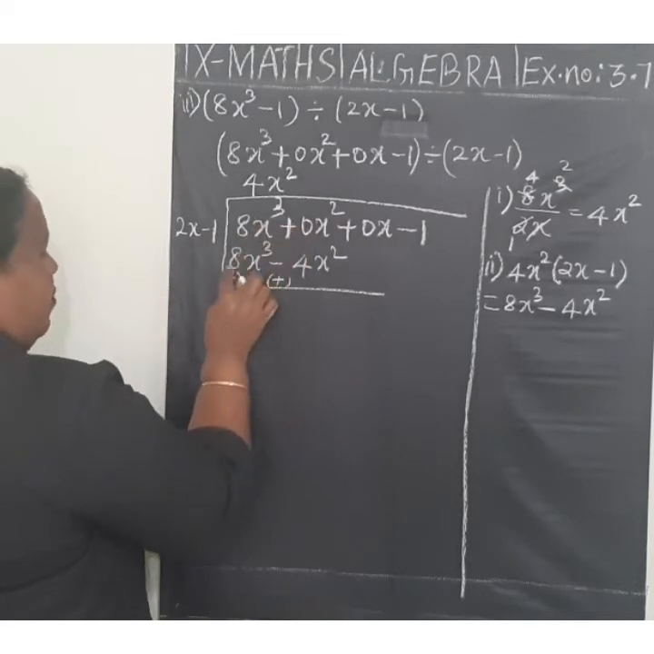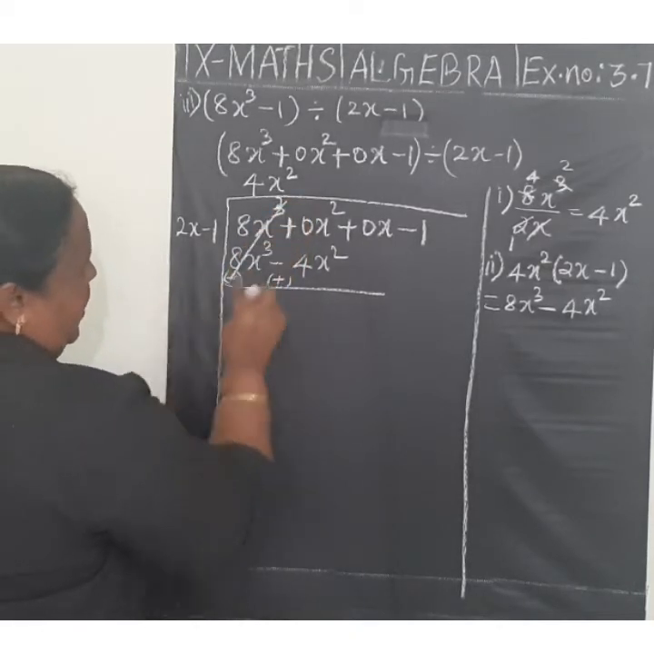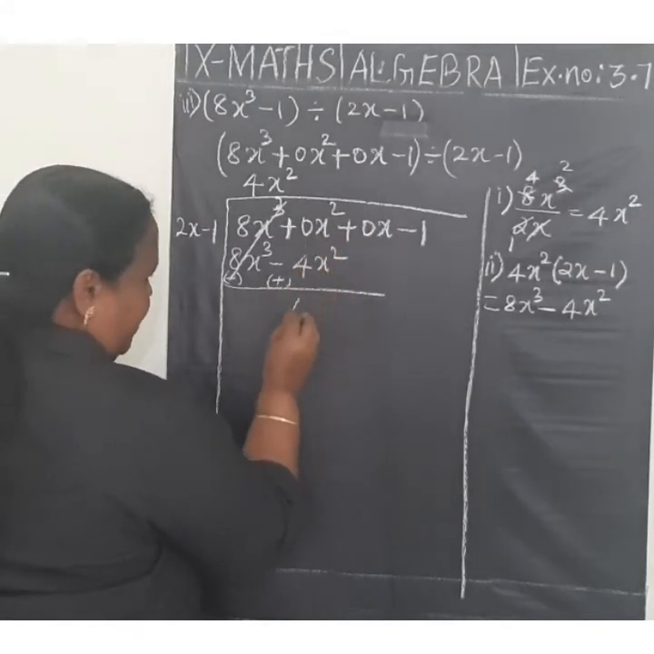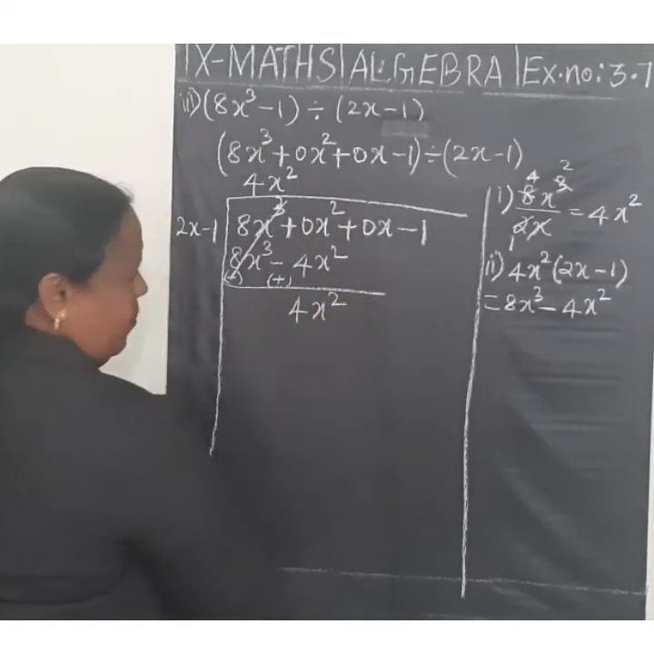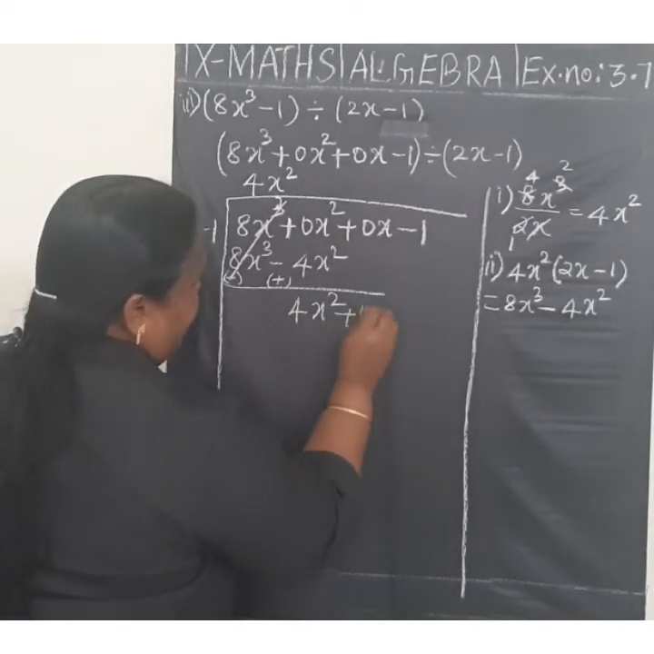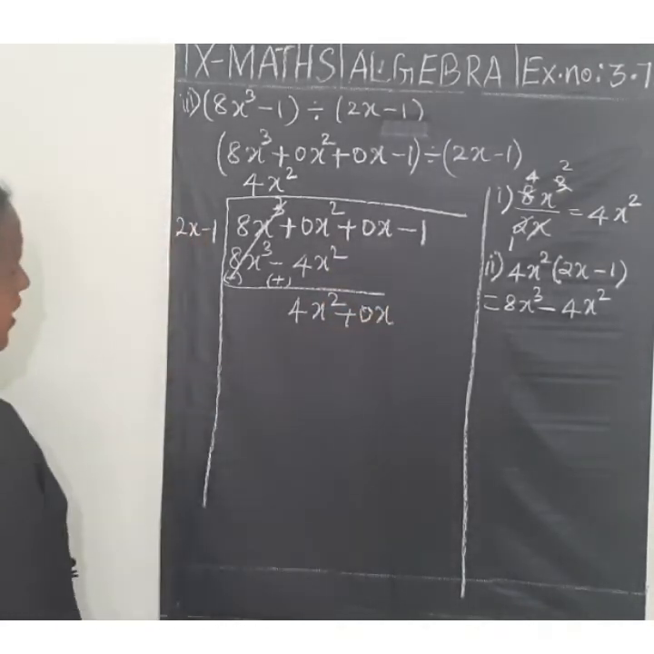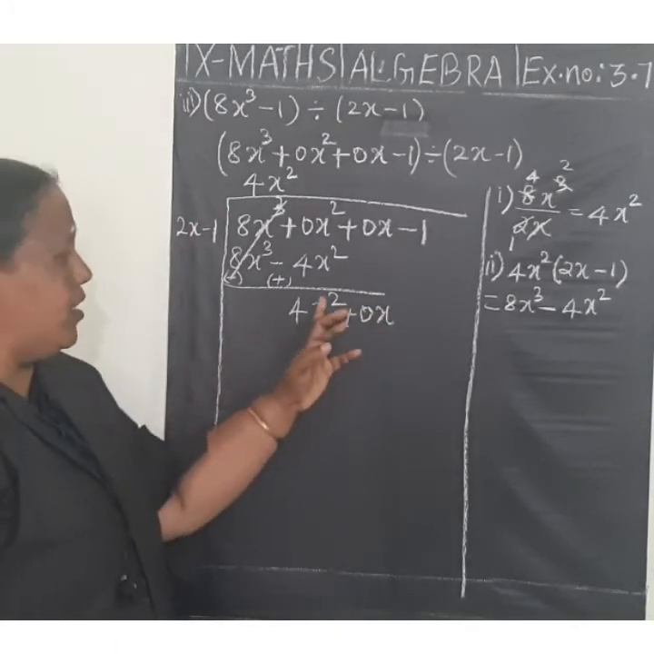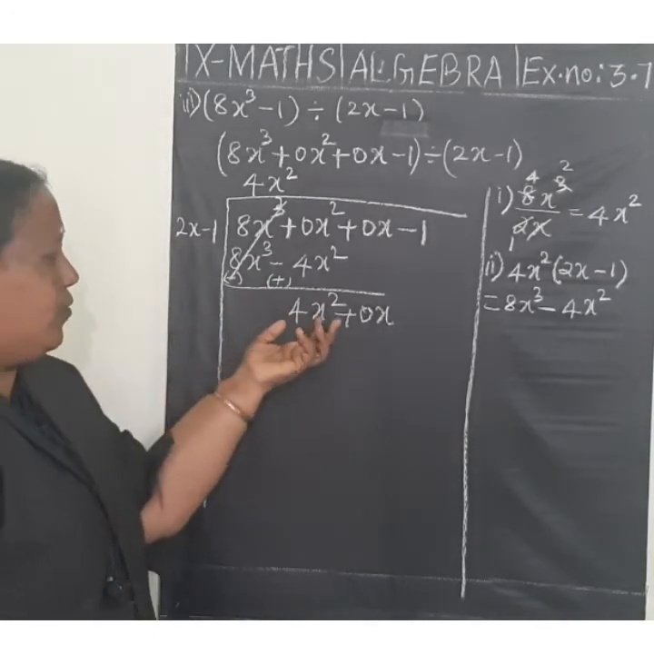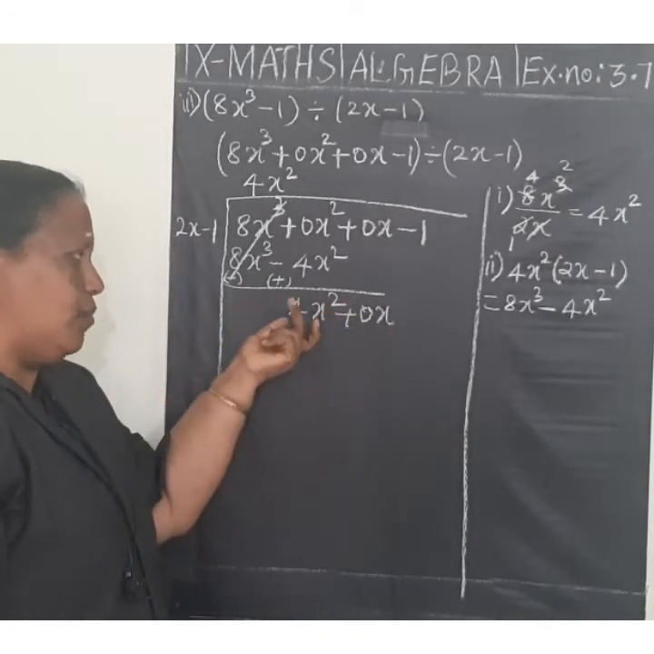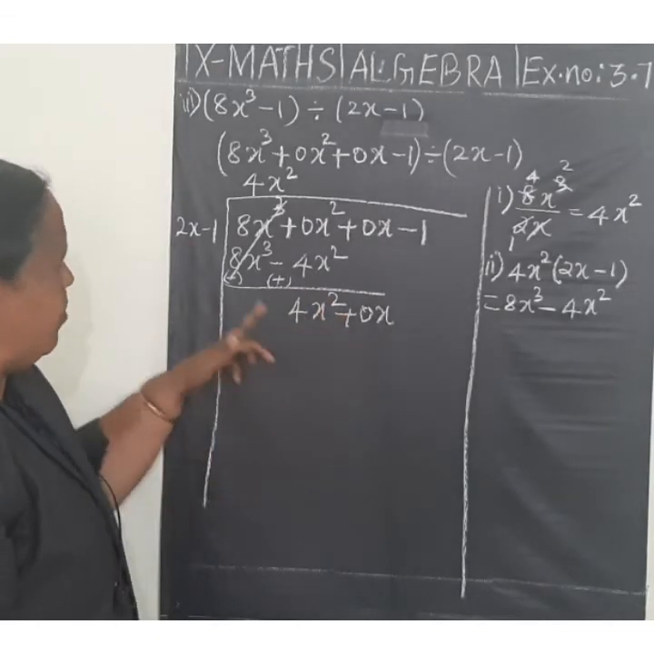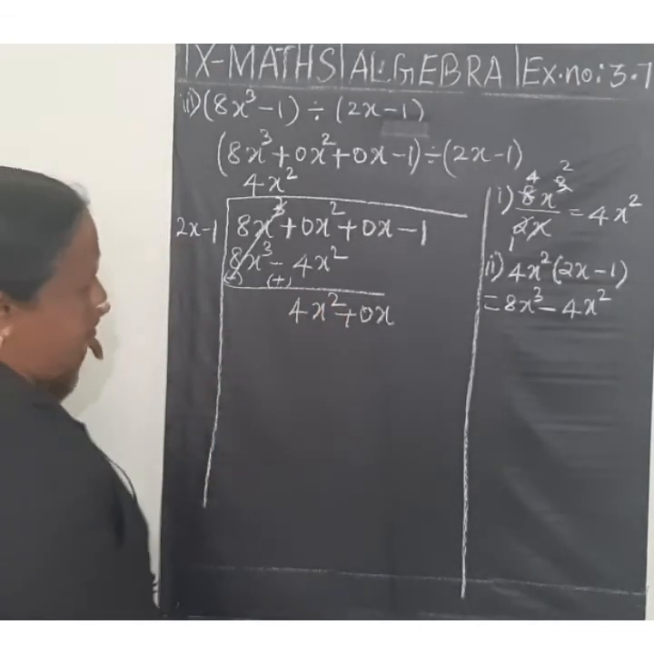Here plus 8x cube minus 8x cube will get cancelled. Here 0x square plus 4x square, 0 plus 4 is 4x square. Next bring down the next term. Next term is x term, so plus 0x. Next, what we have to do means this 4x square plus 0x we have to divide it by 2x minus 1. In this 4x square plus 0x, first term is 4x square. We have to take this 4x square and divide by the divisor, first term is 2x.